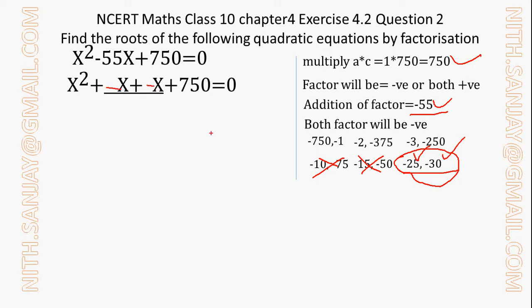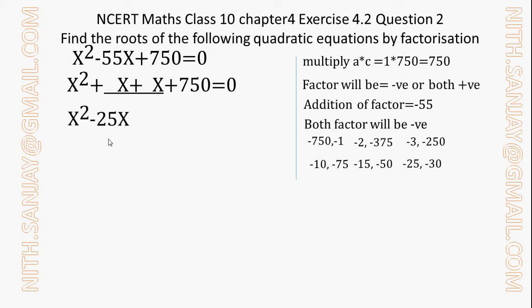Okay, so now x square is as it is. I will put one of the numbers, minus 25, here, so this is minus 25x. Another number, minus 30, I will put here, so I will get minus 30x plus 750 equal to 0, which was already there. So now we have split this 55x into two terms, right? This equation and the earlier equation are similar, except we have split this term into two terms.